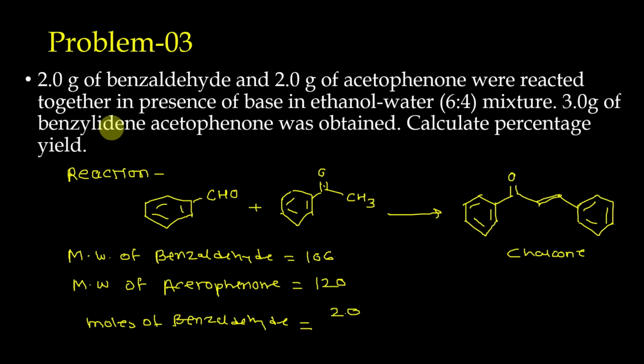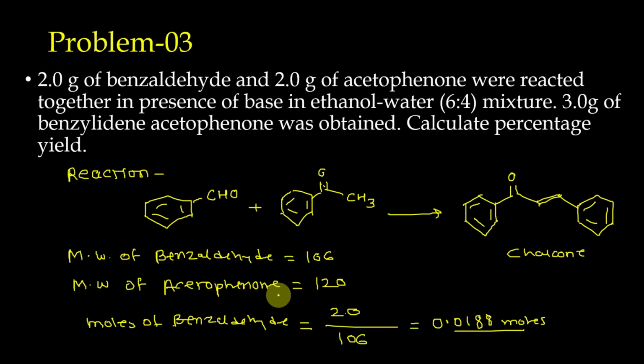2.0. It is already given in gram, right? If it is given in the ml, you need to convert that into gram. So it is given in grams, so there's no issue. You can take that as such. So 2.0 divided by 106. So it will be 0.0188 moles of benzaldehyde. Now we'll calculate moles of acetophenone in the same way.